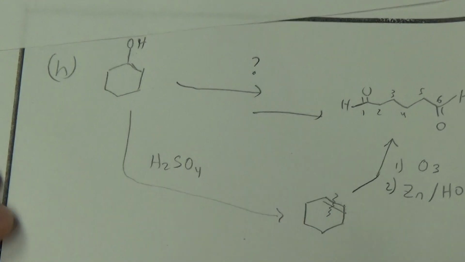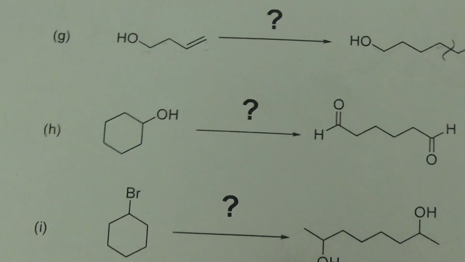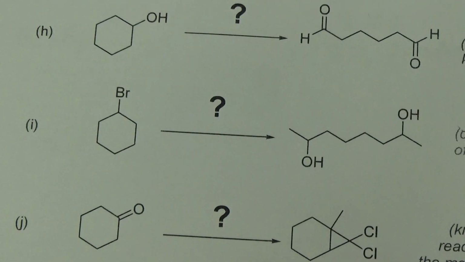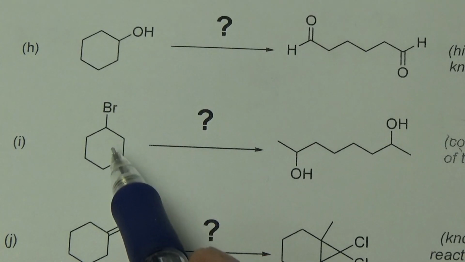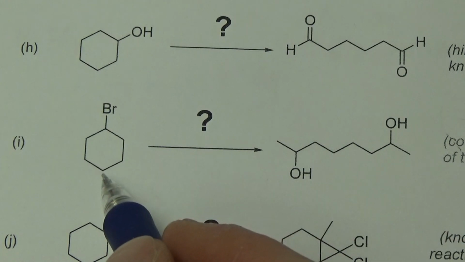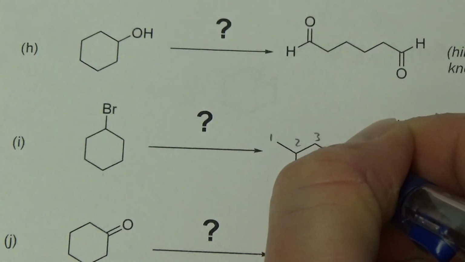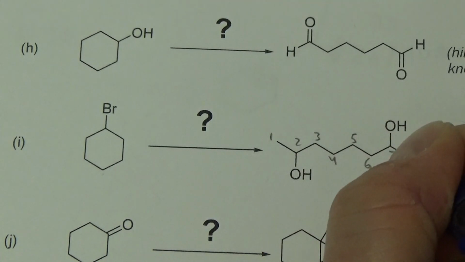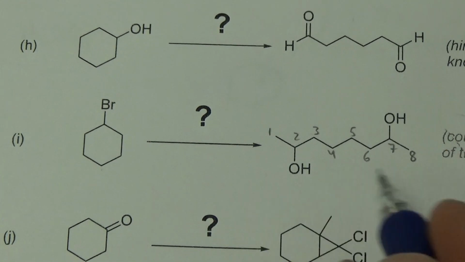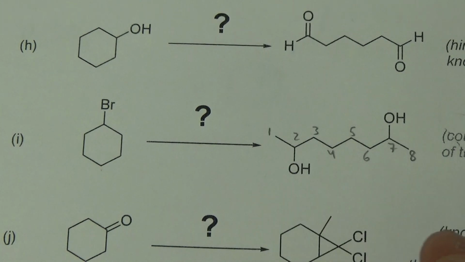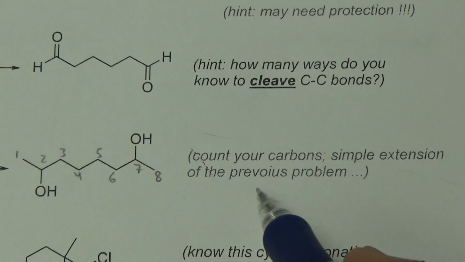Now let's try I. So I looks kind of similar. We're starting from a 6-member ring with the bromine. So six carbons in. Let's see how many carbons we got out. 1, 2, 3, 4, 5, 6, 7, 8. Looks like we have 8 carbons out. So we must be adding carbons, right? Somehow. Okay, and it says count your carbons. Simple extension of the previous problem.